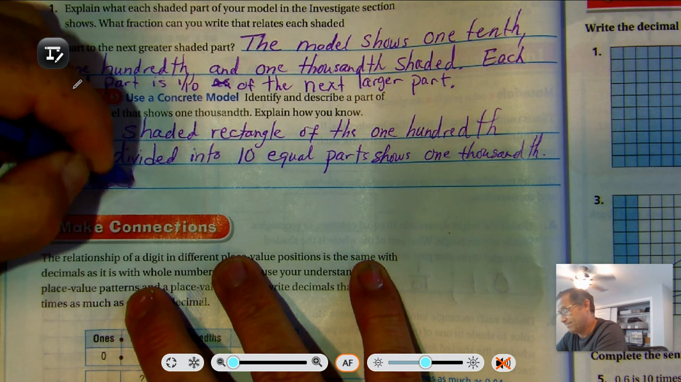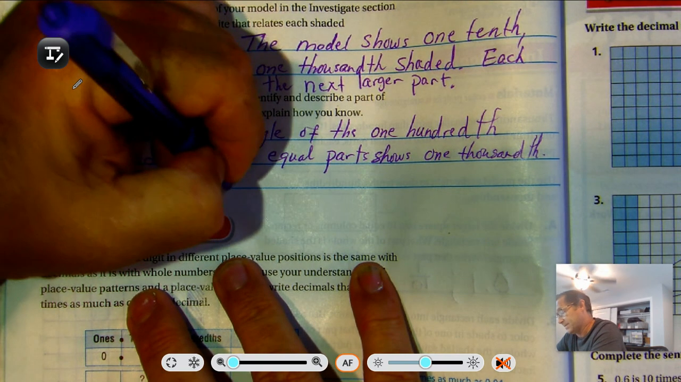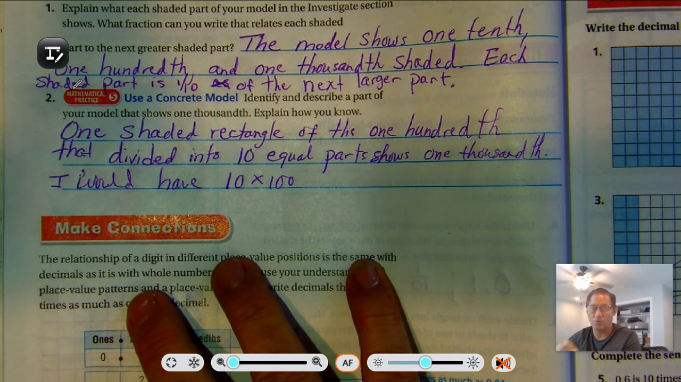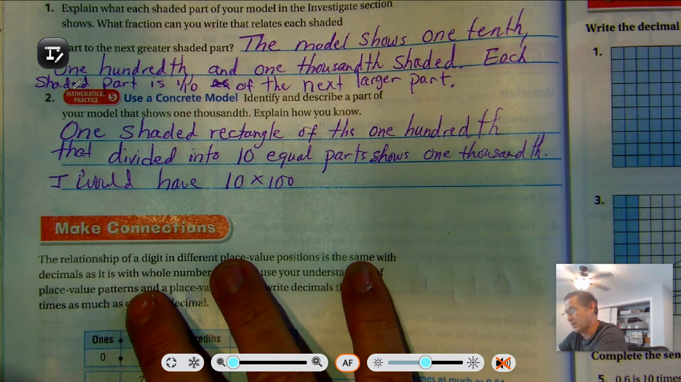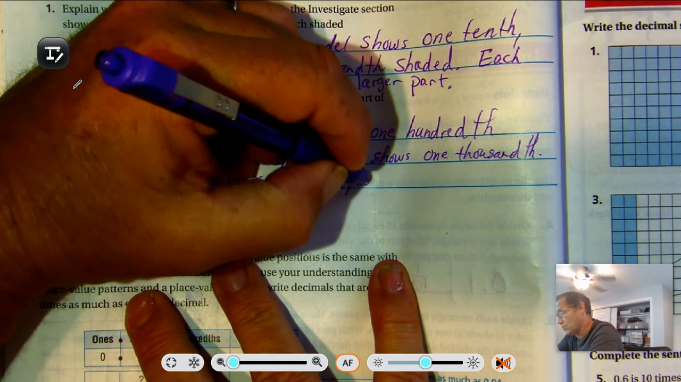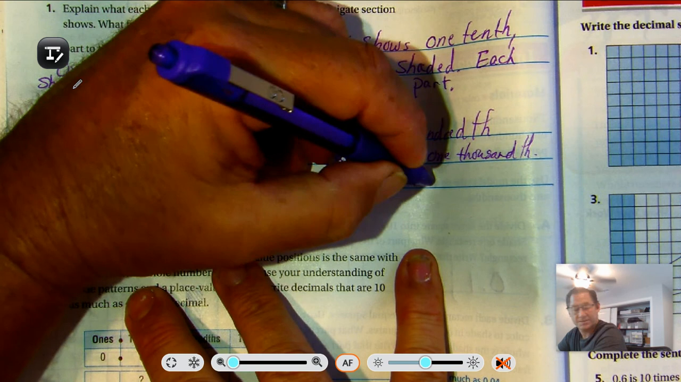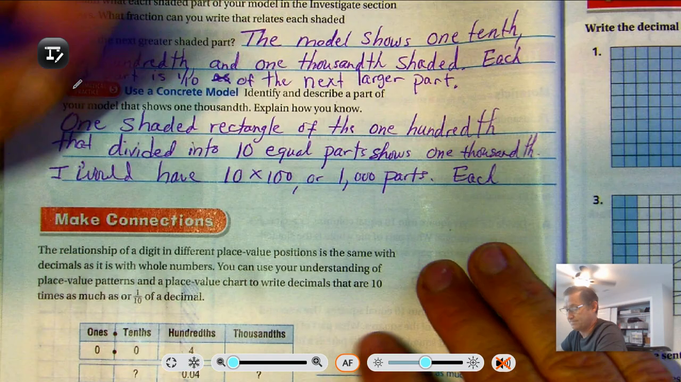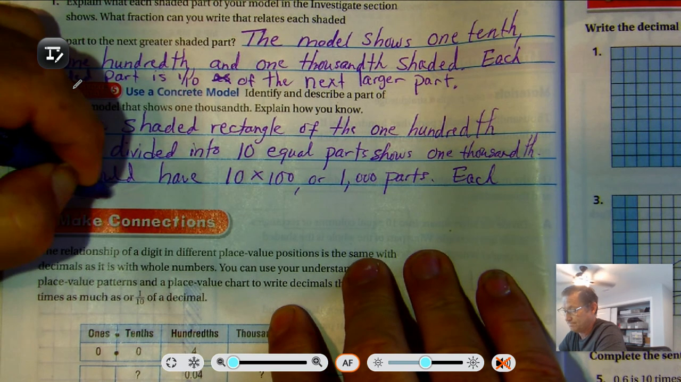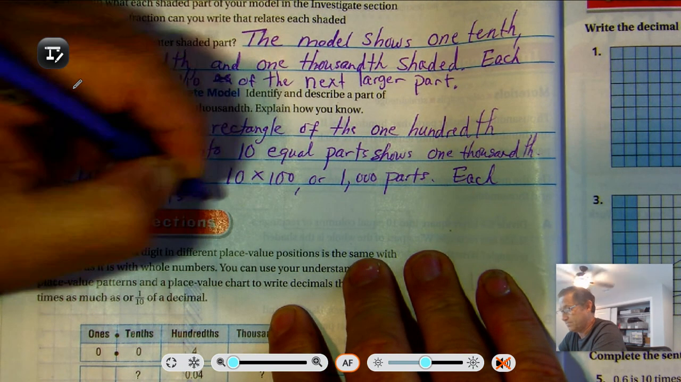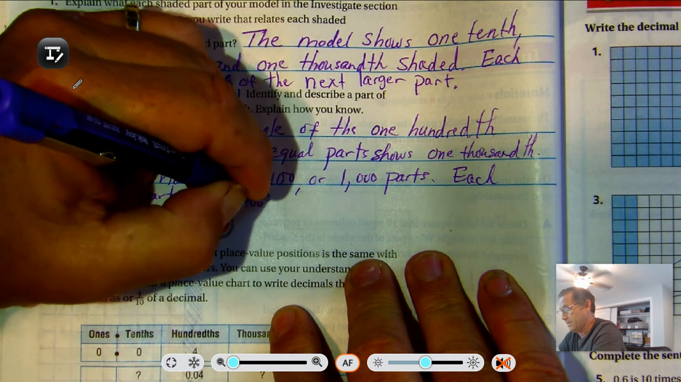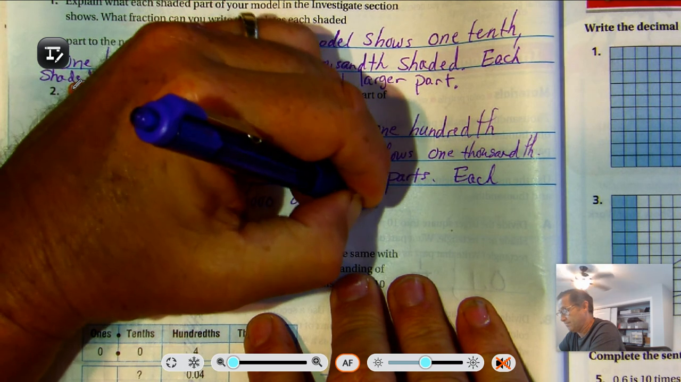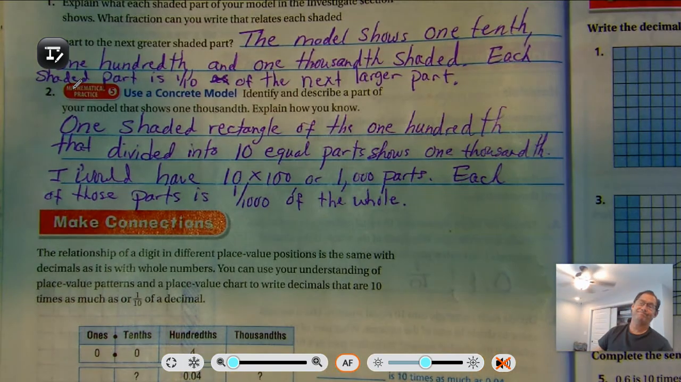I would have 10 times 100. Each of the 100 squares would be broken into 10 pieces, or 1,000 parts. Each of those parts is 1/1000th of the whole. Okay.